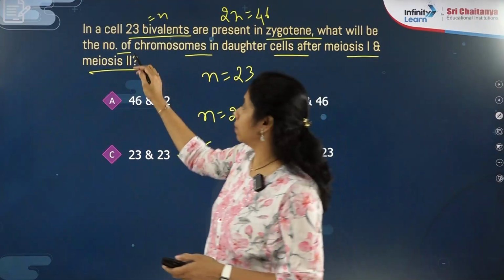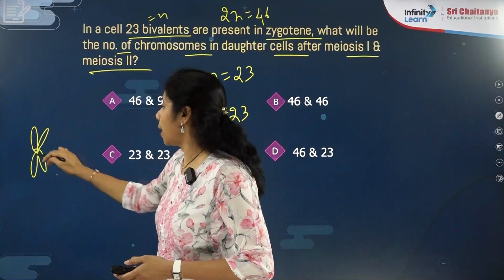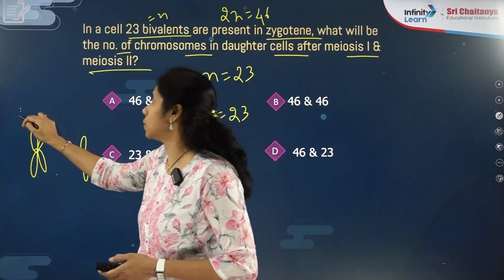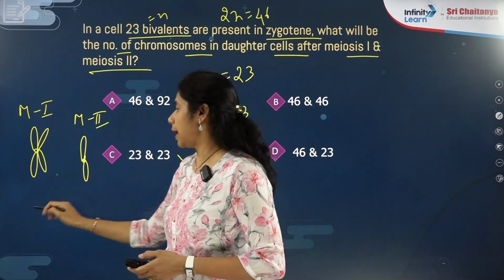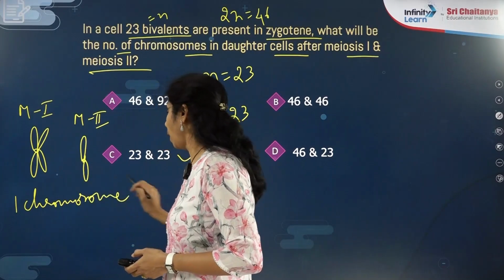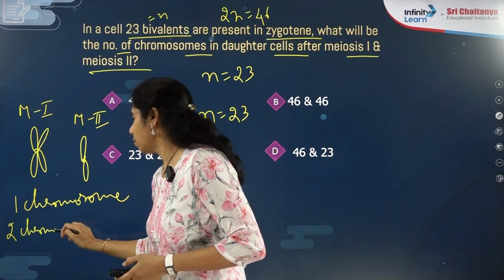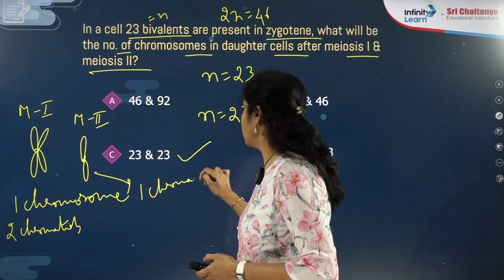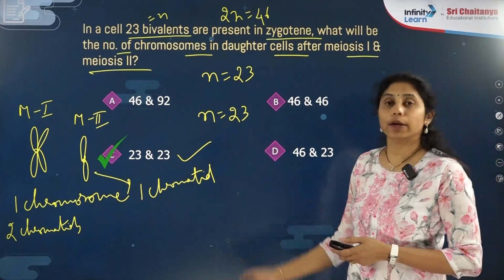But after meiosis I, the chromosome has a structure with two chromatids. This is the structure of the chromosome after meiosis II. This is after meiosis I, this is after meiosis II. So the number remains the same, one chromosome in both places, but here it has two chromatids and here it has only one chromatid. That is the difference. So the correct option will be C, 23 and 23.